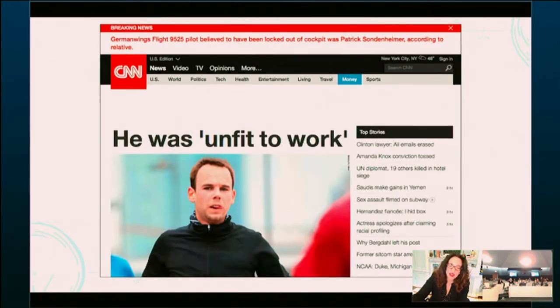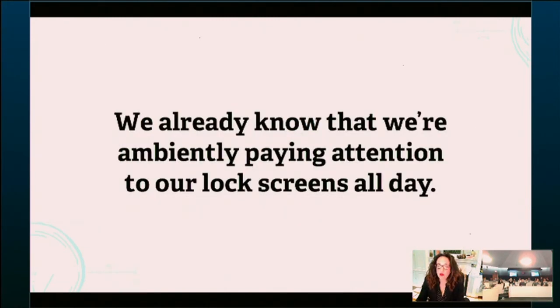And again, we see breaking news on CNN and a lot of news organizations' websites, but if you've got this level of intimacy, this natural fear of missing out, and it's on my mobile device, and I no longer have to go to your website, suddenly the game has changed a little bit. We already know that we're ambiently paying attention to our lock screens all day long. So if you go back to what I said at the very beginning, we start to see how the S-curve is unfolding and how this fits in.